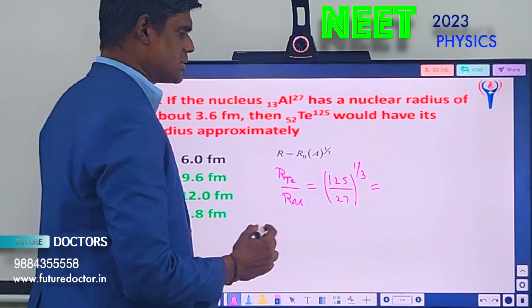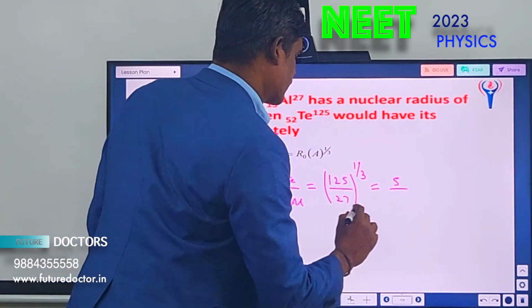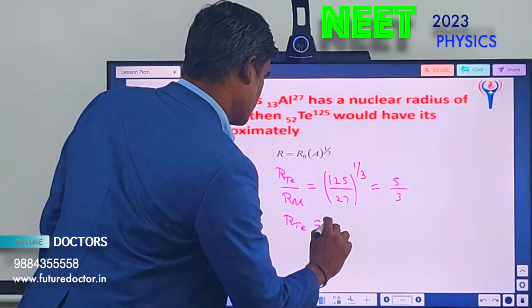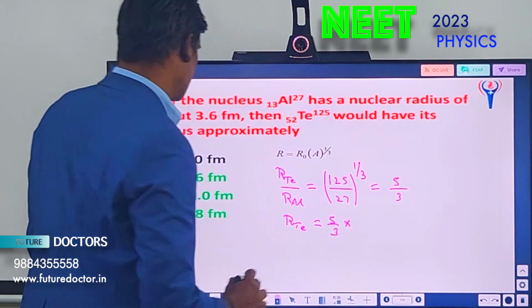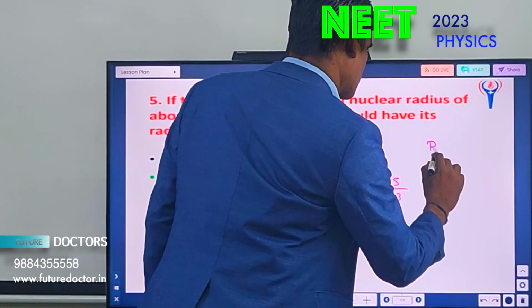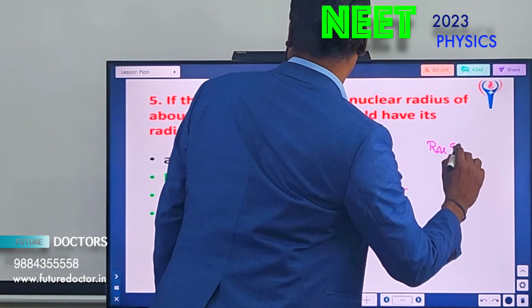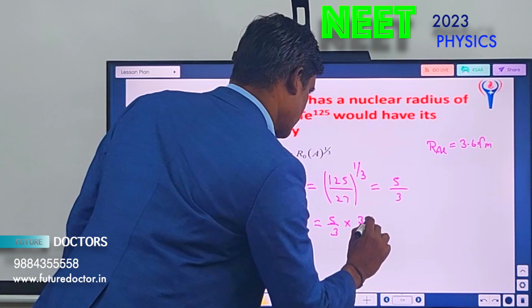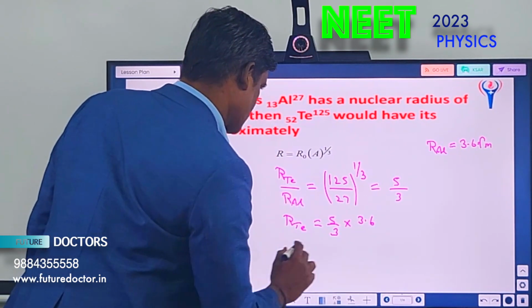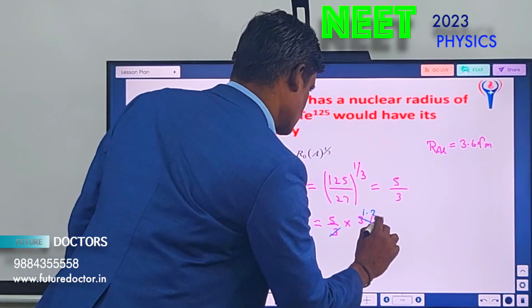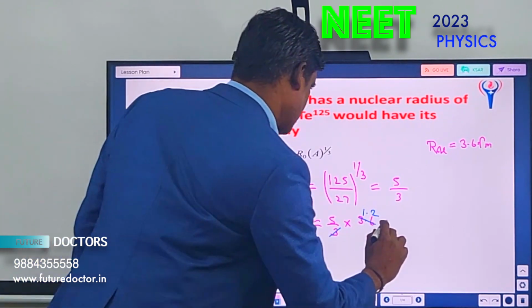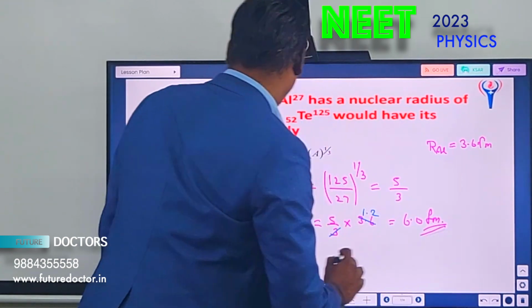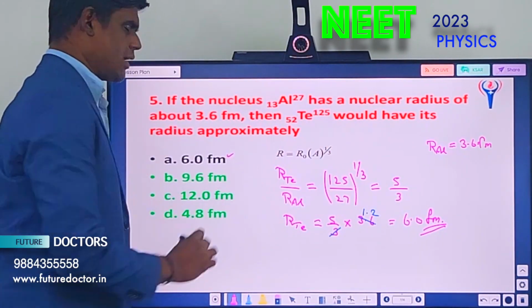Cube root of 125 is 5, cube root of 27 is 3. Then R tellurium equals 5 by 3 into R aluminum. R aluminum is given as 3.6 Fermi. Substitute this here, into 3.6. Simplify this, that is 1.2, and you will get 6.0 Fermi. So which option? Option A is the correct answer.